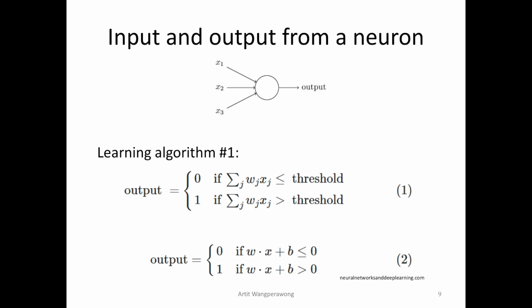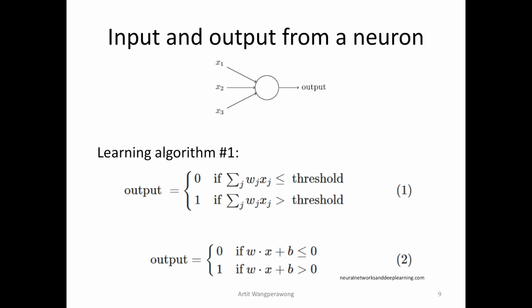What is that learning algorithm inside that circle? And people have played around with different learning algorithms. Shown here is one learning algorithm. I'm going to call it learning algorithm number 1. And this is the most basic learning algorithm for artificial neurons. And it goes like this. The output is either 0 or 1. It's 0 if the sum of all the weights times the inputs, so W is the weights and X are the inputs, and if you sum up each one, if it's less than the threshold, it's 0. If it's greater than the threshold, it's 1.